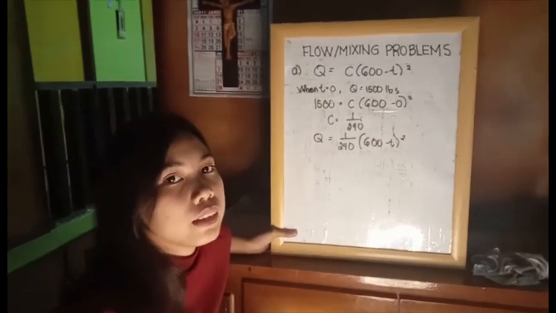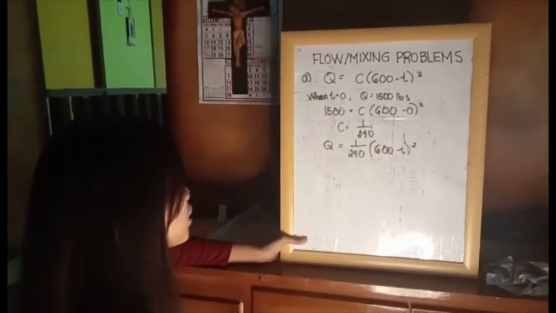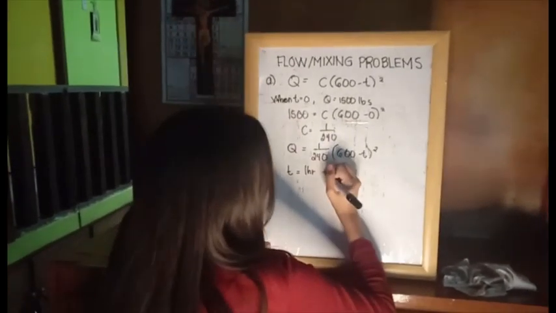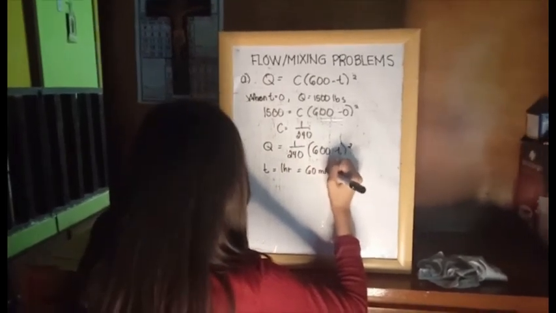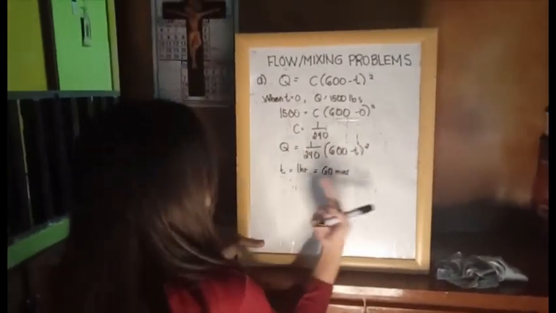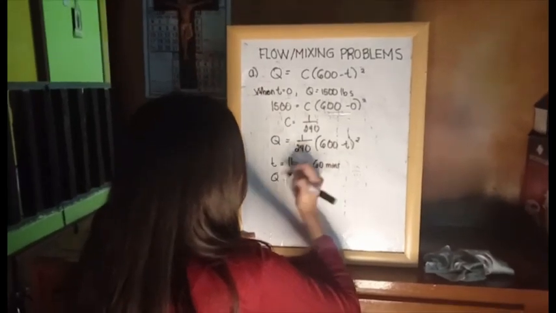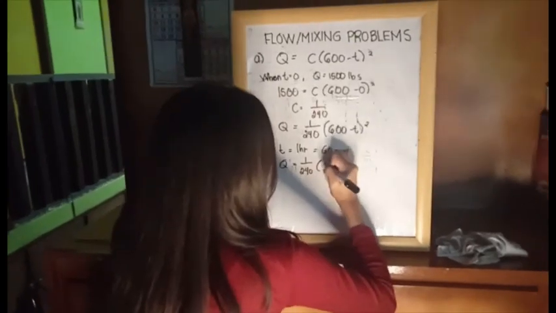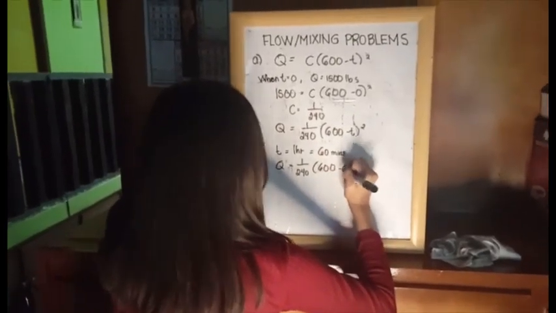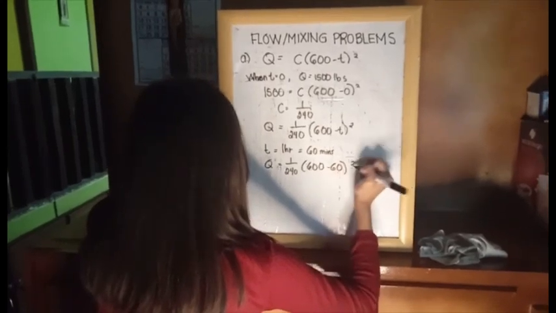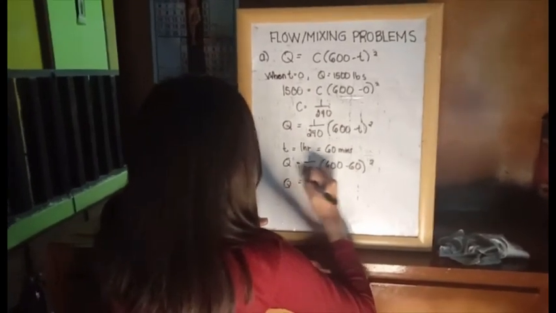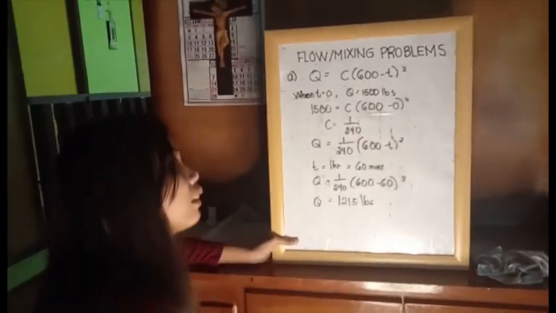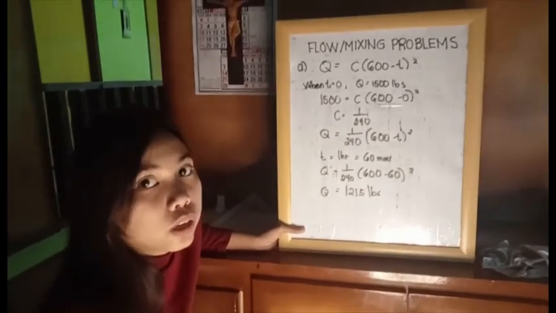Now we're going to calculate the amount of salt left in the tank after 1 hour. Our t will be 1 hour, which is equal to 60 minutes. Substituting this into the equation, Q is equal to 1 over 240 times (600 minus 60) squared. We get the value of Q as 1,215 pounds. So the amount of salt left in the tank after 1 hour is 1,215 pounds.